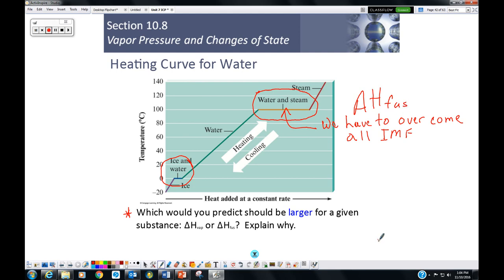Heat of fusion. No, heat of vaporization, sorry. I got to make a note on that one. Heat of vaporization, this is heat of fusion. So the heat of vaporization is going to be larger because you have to overcome more intermolecular forces.